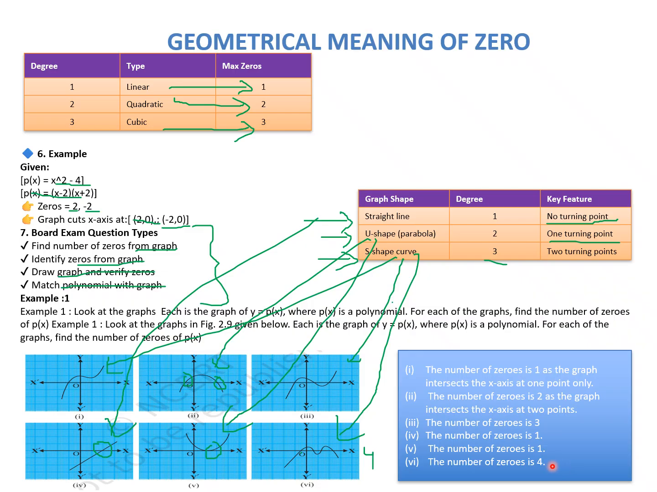So this is how we are going to identify the number of zeros from the graphical representation whenever we are having the graph which is given to us, and then we can derive the number of zeros on that particular graph. So we'll move to the next slide.